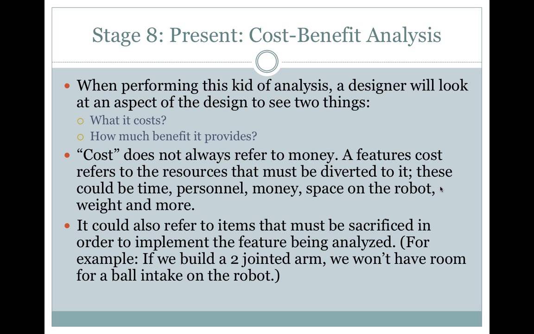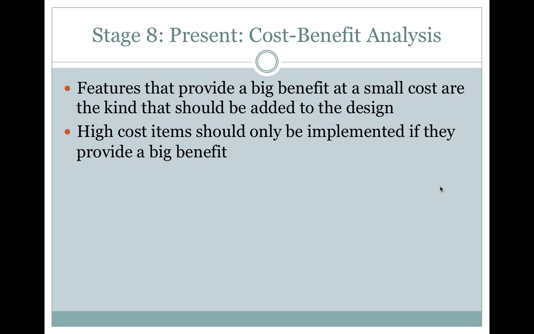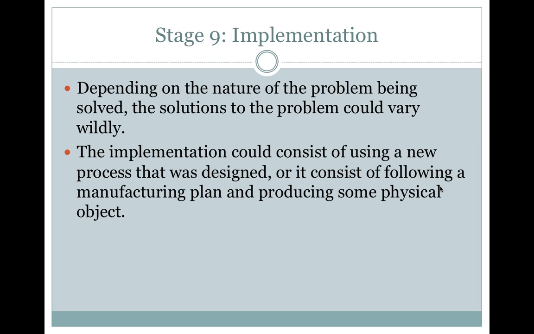It could also refer to items that must be sacrificed in order to implement the feature being analyzed. For example, if we build a two-jointed arm, we won't have room for a ball intake on the robot. Features that provide a big benefit at a small cost are the kind that should be added to the design. High-cost items should only be implemented if they provide a big benefit.